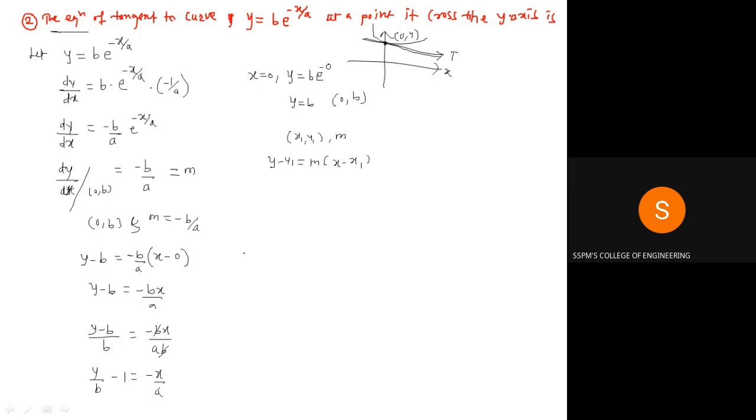And after exchanging their terms, what is the equation of line? The standard equation of line is what? x upon a plus y by b equals 1. It's a simple equation of line. So this will be the correct option for this question. Okay.